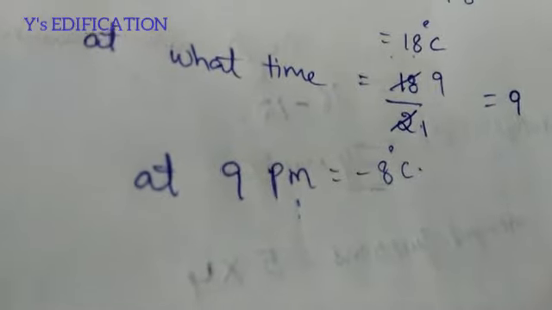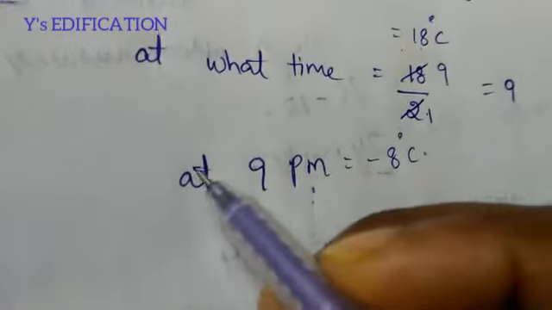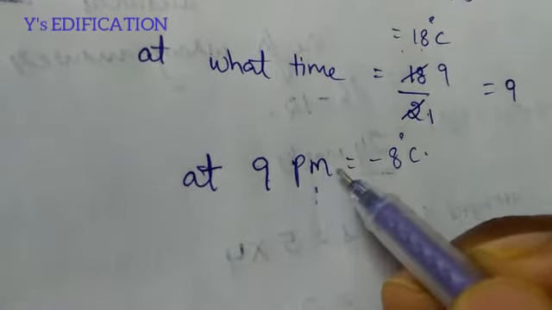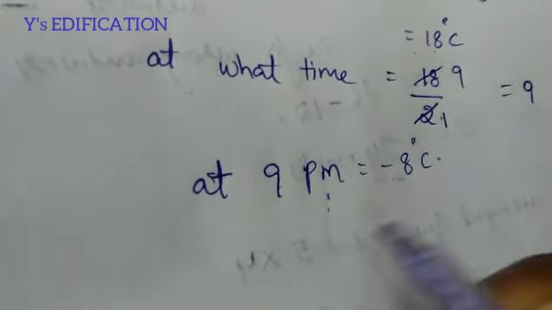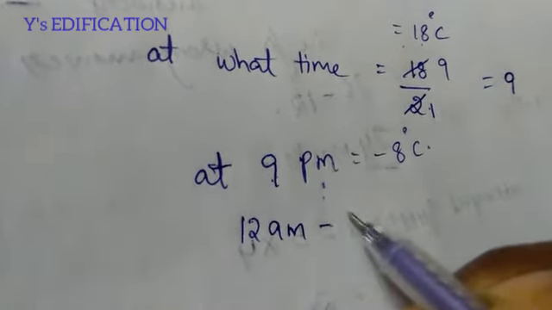Next, what are they asking? What would be the temperature at midnight? Midnight is after 9 p.m. What is the midnight time? Automatically it is 12 a.m. That means 12 a.m. minus 9 p.m.